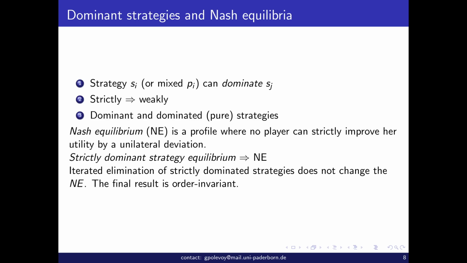So a strategy, a pure strategy or a mixed strategy, can dominate another pure strategy if it's always at least as good. There are two ways of domination: being either always better, or at least as good and at least sometimes strictly better. The first, being always better, is called strictly dominated. Being at least as good and sometimes strictly better is called weakly dominated.